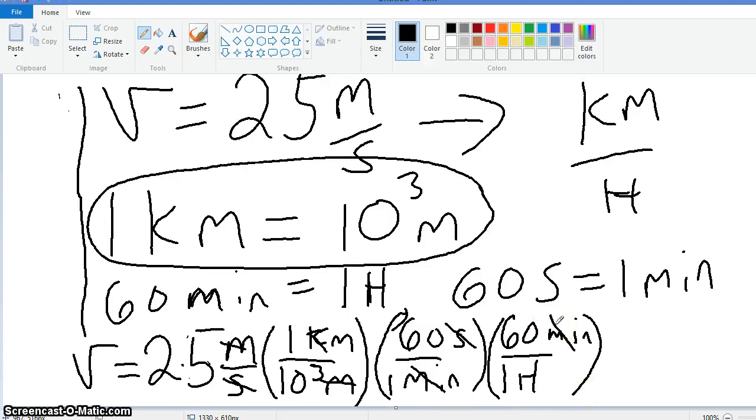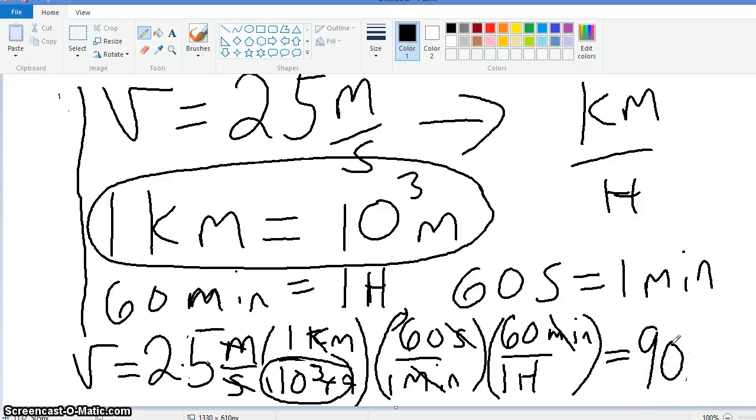And so I have to do all of the math. Alright, so I take my calculator, I multiply 25, and since the 60s are in the numerator, I say 25 times 60 again, or 25 times 60 squared. And the only thing I have in the denominator is the 10 to the third, so I divide by 1,000. So 25 times 60 squared divided by 1,000 gives us an answer of 90.